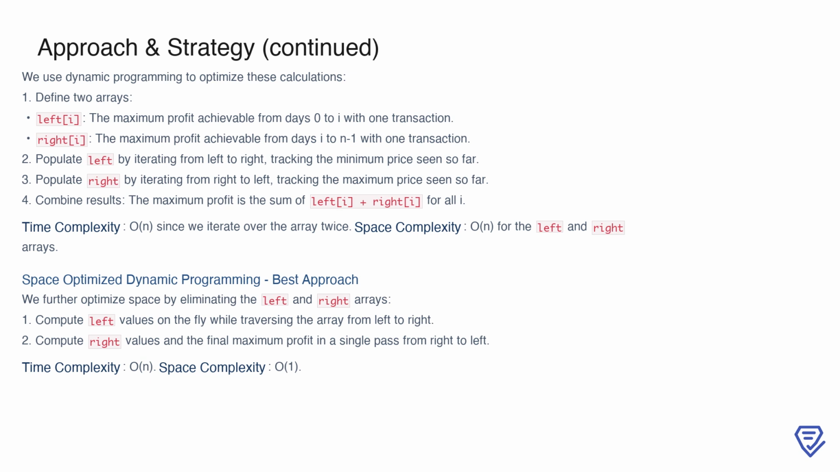Once these arrays are filled, the final step is to combine the results. The maximum profit is simply the highest sum of left[i] and right[i] across all indices. This approach is efficient, with a time complexity of O(n), since we only make 2 passes over the array, and a space complexity of O(n), due to the use of the 2 arrays. However, we can take this even further by optimizing the space usage.